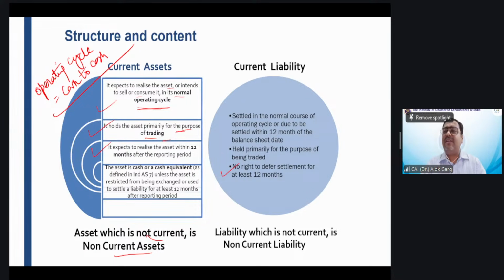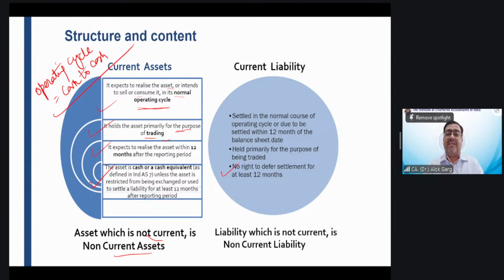So, which asset will be classified as a current asset? Any asset which is expected to be realized in the normal operating cycle, or within 12 months after the reporting period, or is held for trading, or the asset is a cash and cash equivalent.